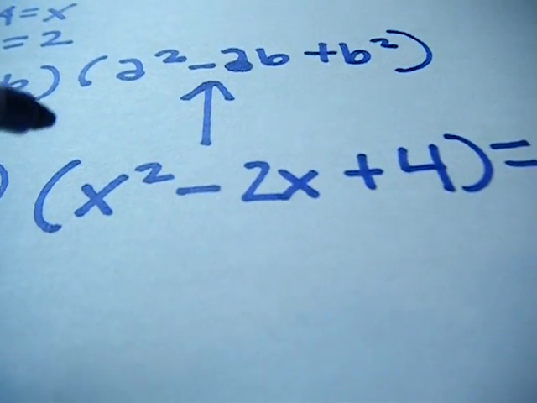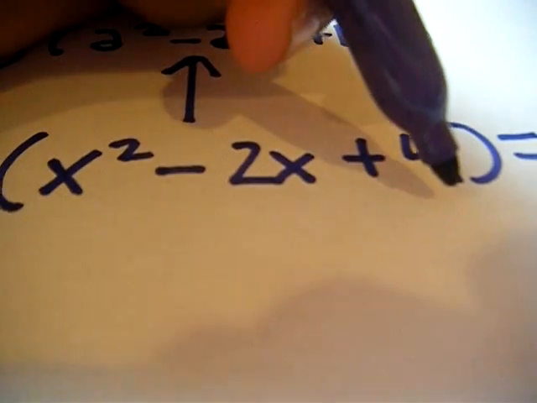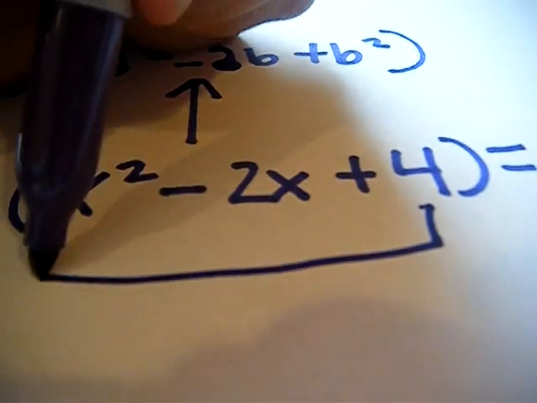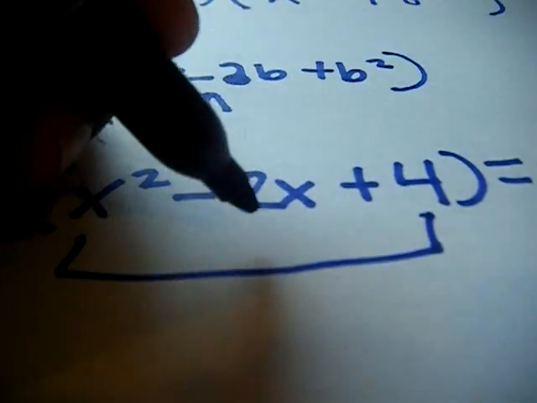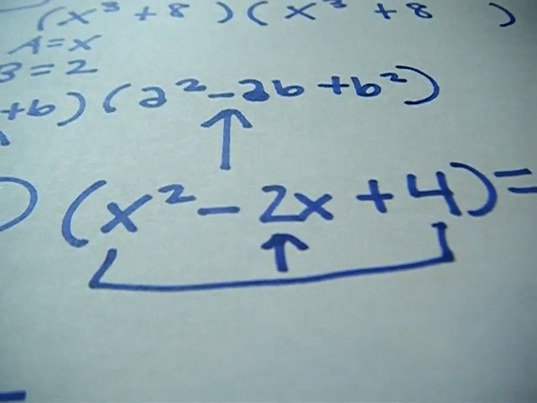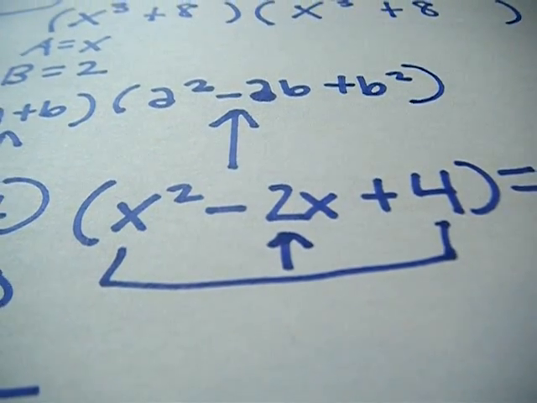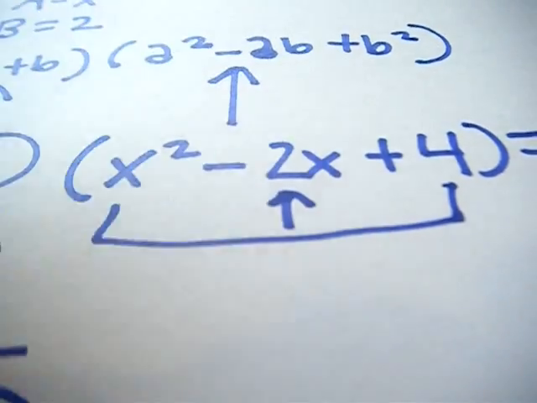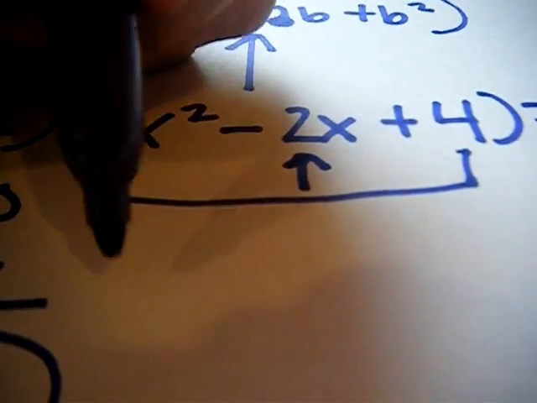So this can be factored even more than it is right now. So what we would have to do is first look to see if there are any numbers that multiply to 4 but add up to negative 2, and there are none. So what we have to do is use the formula, which is negative b plus or minus the square root of b squared minus 4 times a times c.